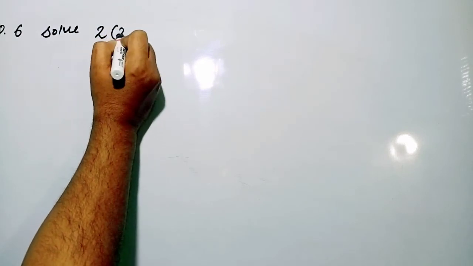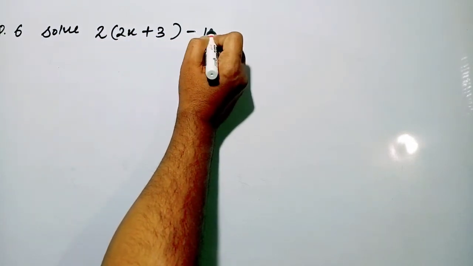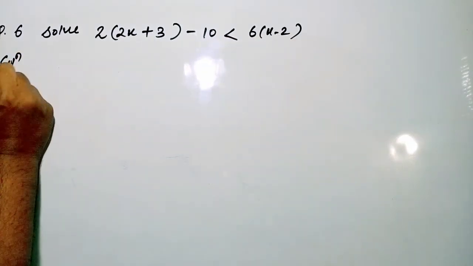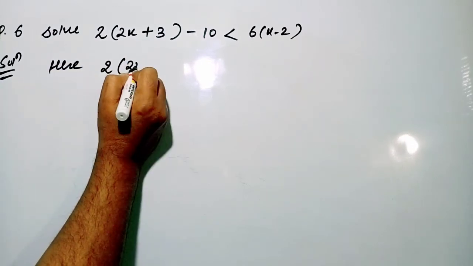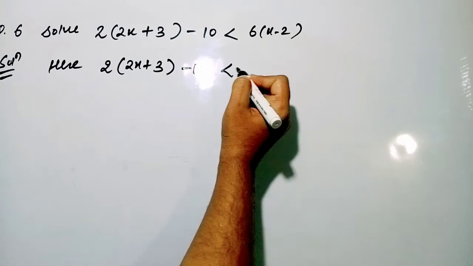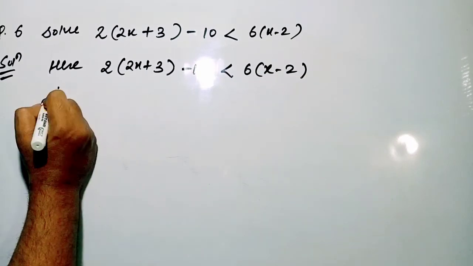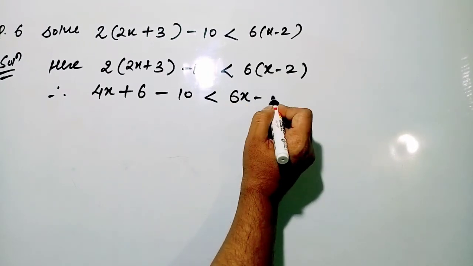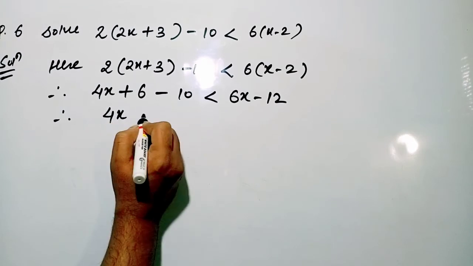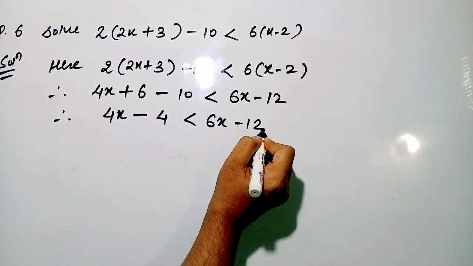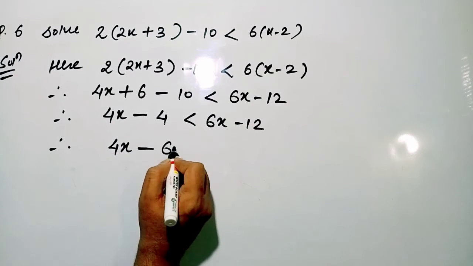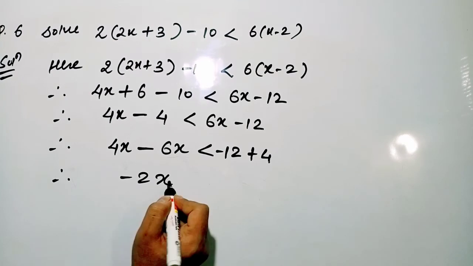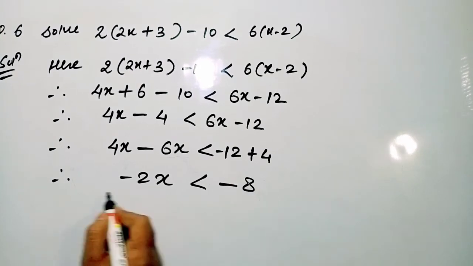Now the next question, here we have to solve 2(2x + 3) - 10 < 6x - 2. Okay students, here it has been given 2(2x + 3) - 10 < 6x - 2. Opening the bracket, 4x + 6 - 10 < 6x - 12. So here we are getting 4x - 4 < 6x - 12. Taking the variable terms on one side, like terms, we are getting -2x < -8.